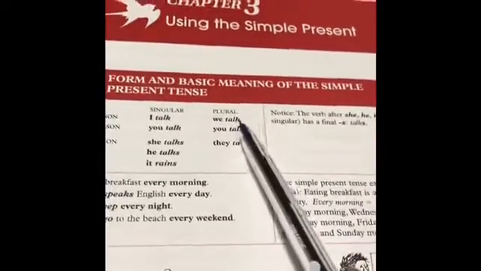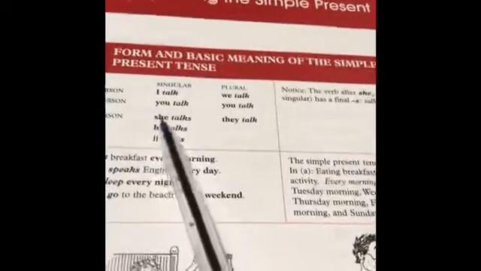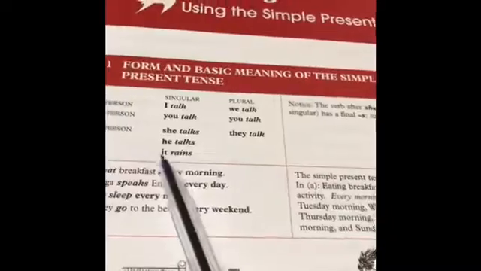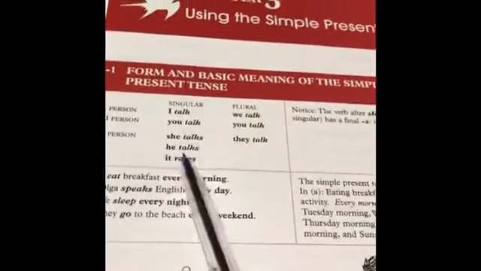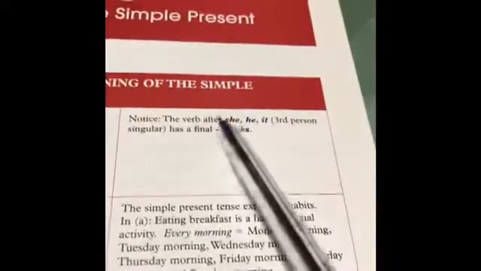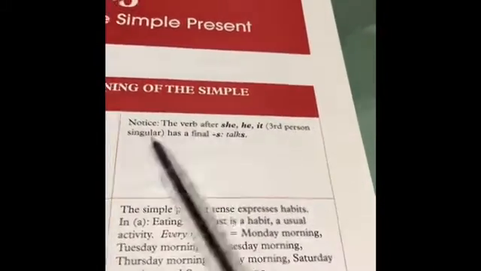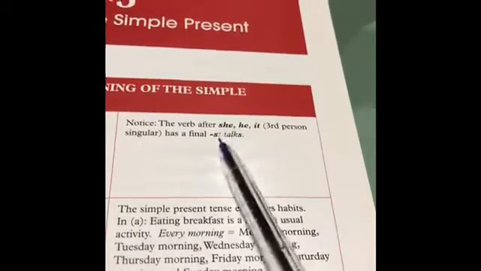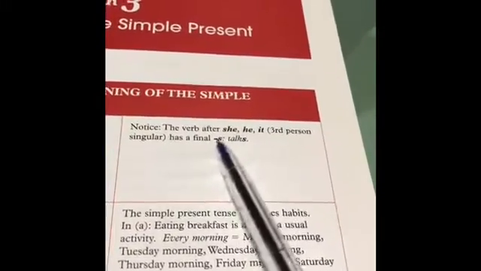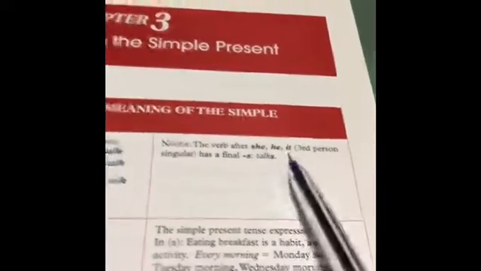يعني هون we don't have to add s to the verb. Only in the singular with she, he, it. يعني بضيف s مع he, she, it to the verb. Notice the verb after she, he, it means third person singular has a final s. talks. يعني نضيف بالفاينل نضيف s to the verb.